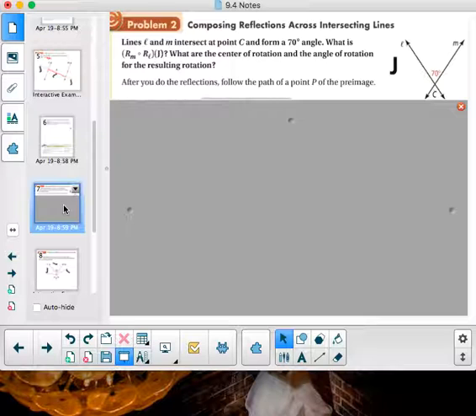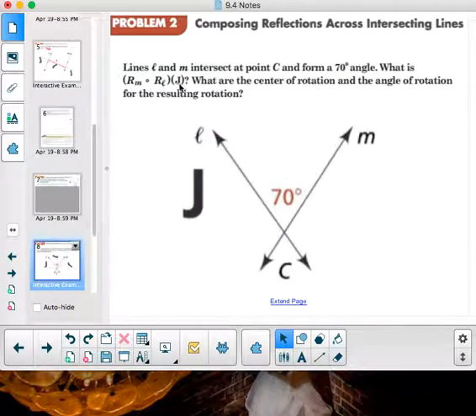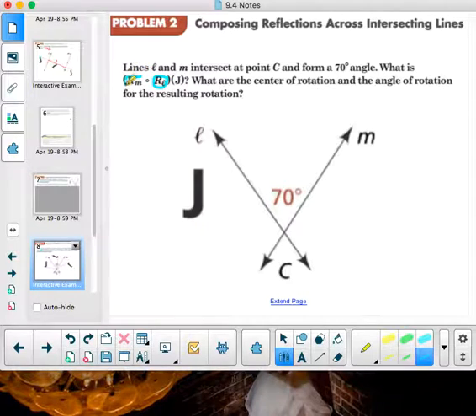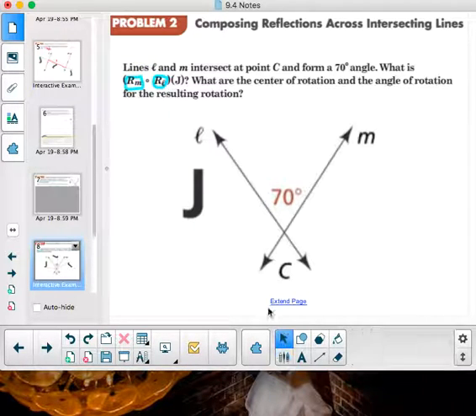Okay? So we're now going to practice this topic, and ultimately focusing on this idea of what is the center of rotation and what is the angle of rotation for our resulting rotation. Okay? So here we have J. We are first, according to the order of this problem, going to reflect it over line L. Then we will reflect it over line M. Okay? So first taking J and reflecting it over line L, we have this image right here. And then taking J and reflecting it over line M, we have this guy here.